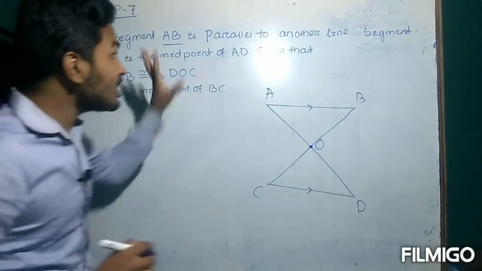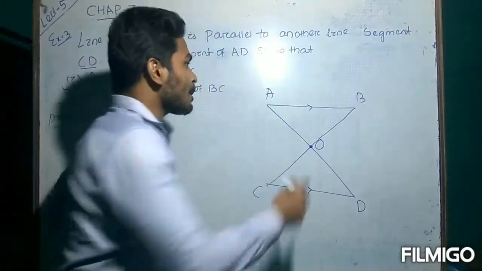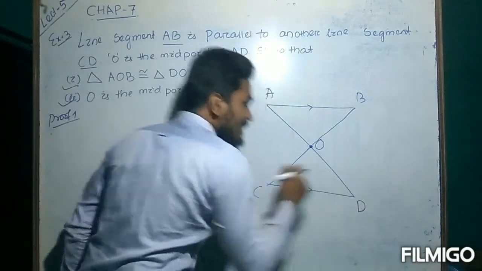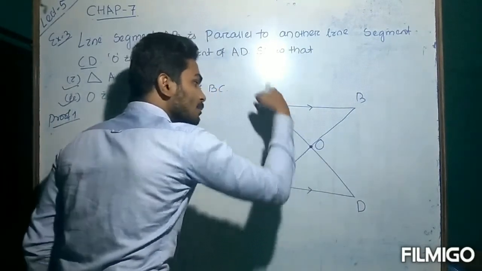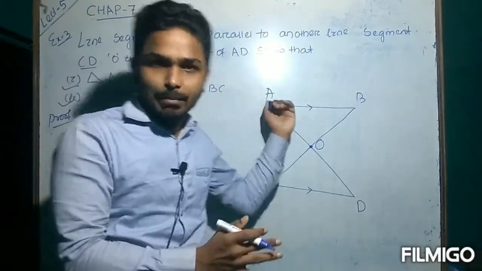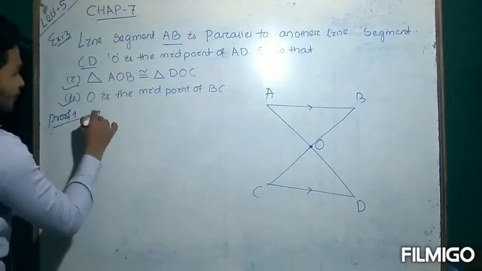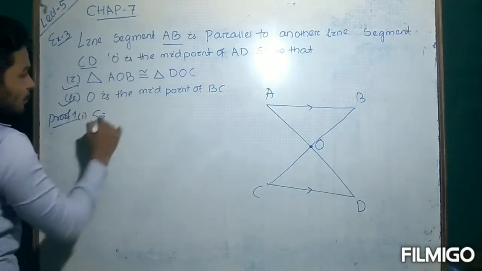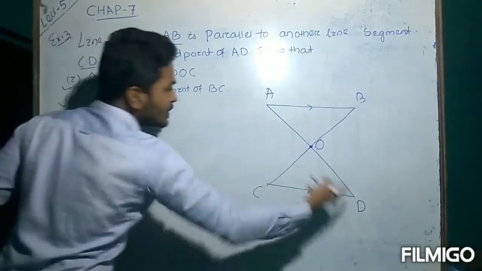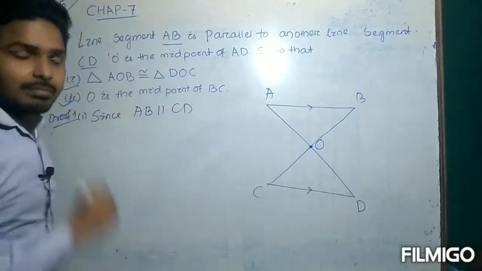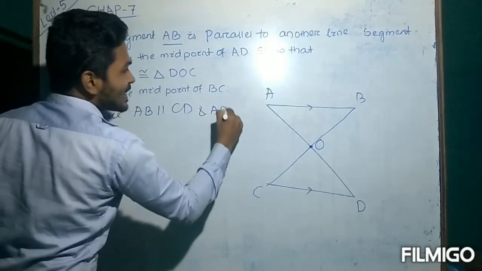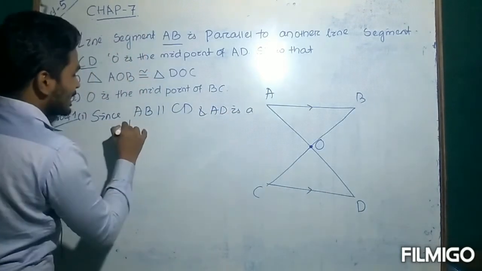Let us first analyze the data that are given. It is given that this line and this line are parallel. Okay? And AD is the line, O is the midpoint of AD. This is given. Okay? From this data we have to prove these two statements. Okay? Since, for the first proof, since AB is parallel to CD, it is given, and AD is a transversal line.